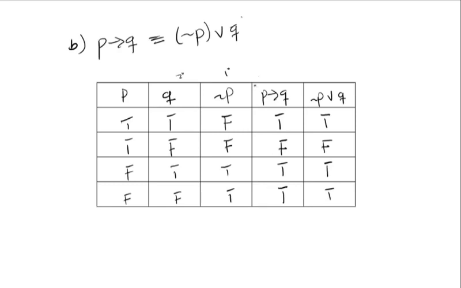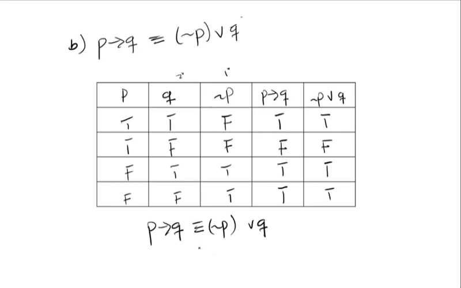Now we can see that the truth values for P implies Q and negation of P or Q are all the same, since we have true, true, false, false, and then true, true, true, true over here. So because the truth values are the same, we can confidently say from the truth table that P implies Q is truly logically equivalent to negation of P or Q.